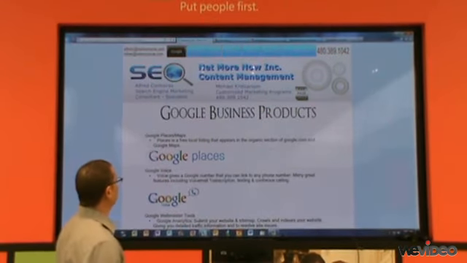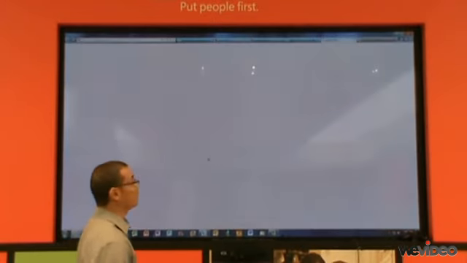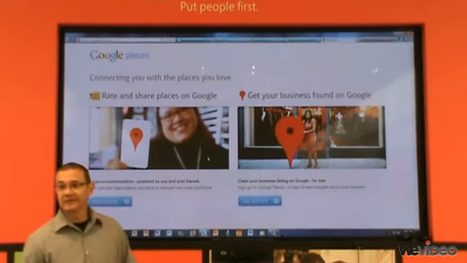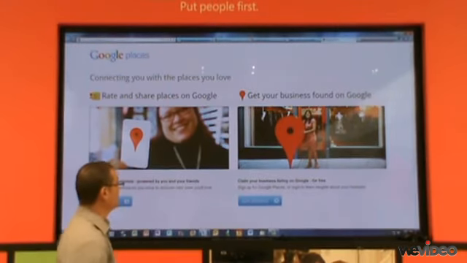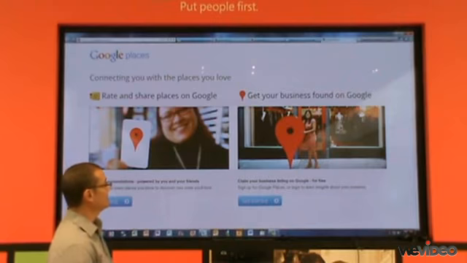But I'd like to start out with Google Places, which is going to be local advertising. It's a free listing on Google. It does require for you to fill out your information here. So claim your listing on Google, it's free, or sign up for your Google Places.